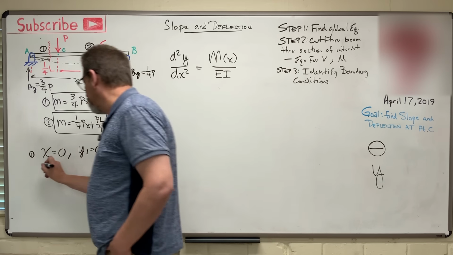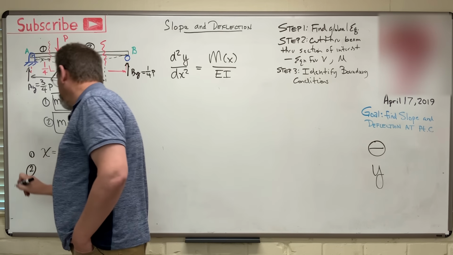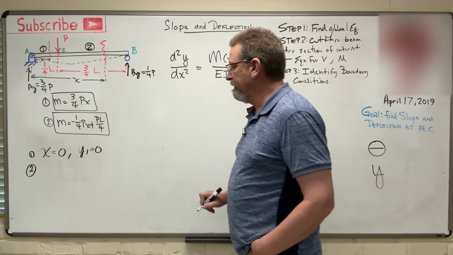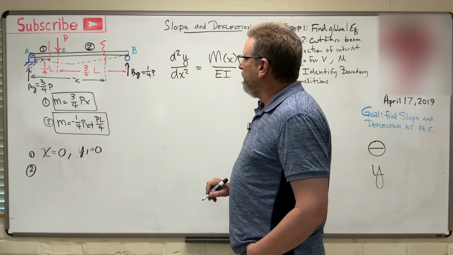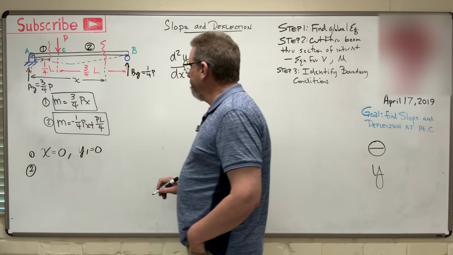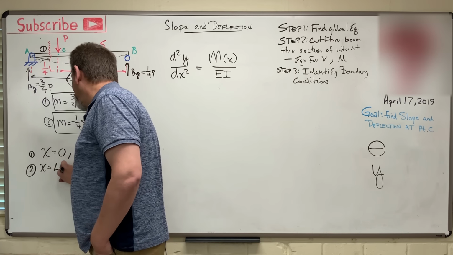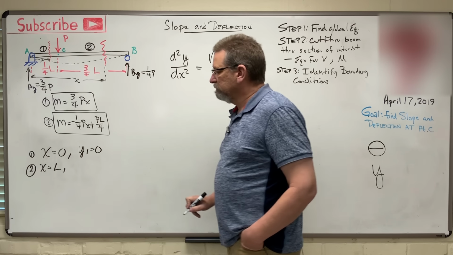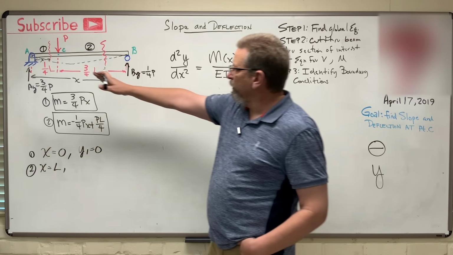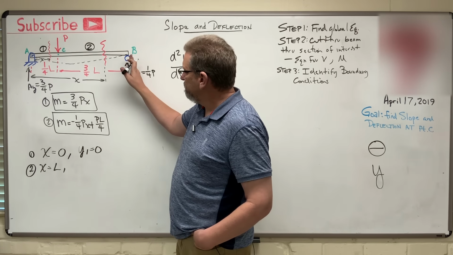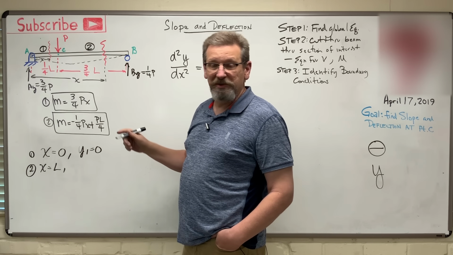Number 2 boundary condition. What would number 2 boundary condition be? How about when x is equal to L, we're all the way over here. Well, y2 is equal to 0.